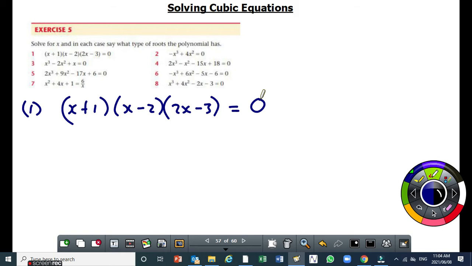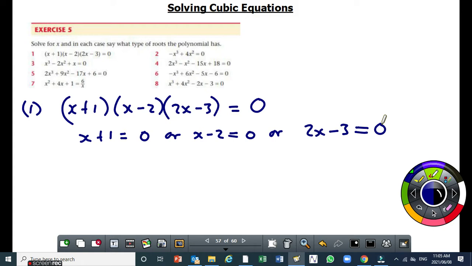So if I want to solve for x here, all I have to do is equate each binomial to 0. You equate each binomial to 0. So this will give us x equal to -1, and that will give us x equal to 2, and this one here will give us x equal to 3/2. Okay, so those are the x values.